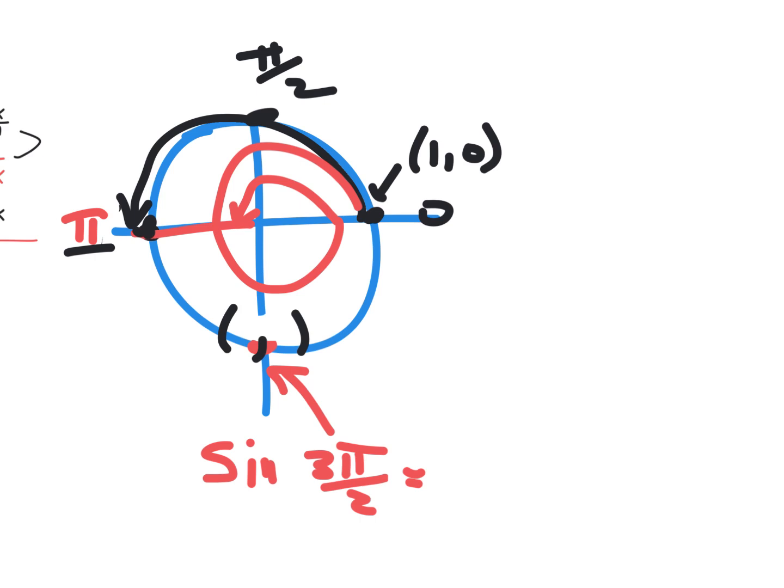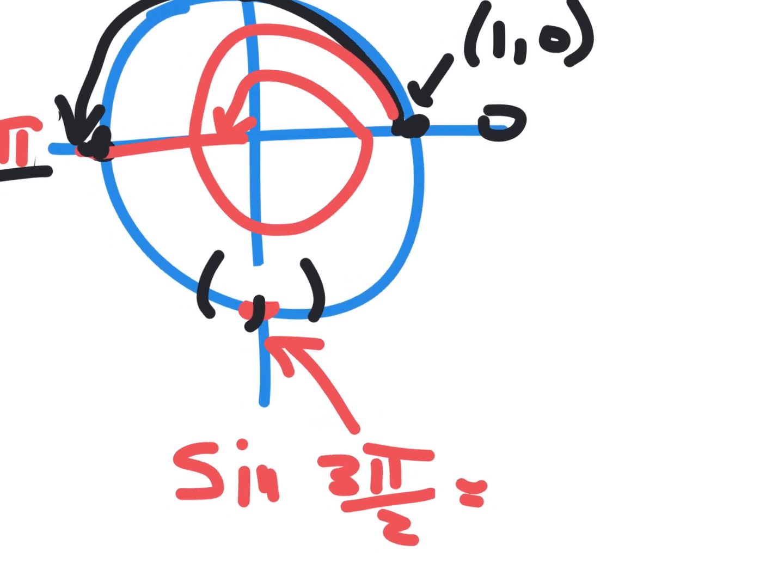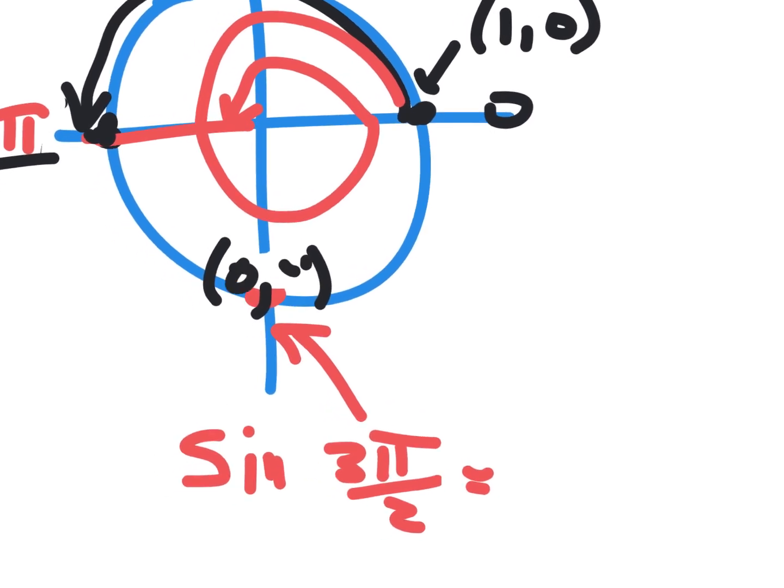And again, if you're already done, then go work on the Schoology quiz. Okay, so this spot was at 0 comma negative 1, and sine is the y, and therefore it was just negative 1.